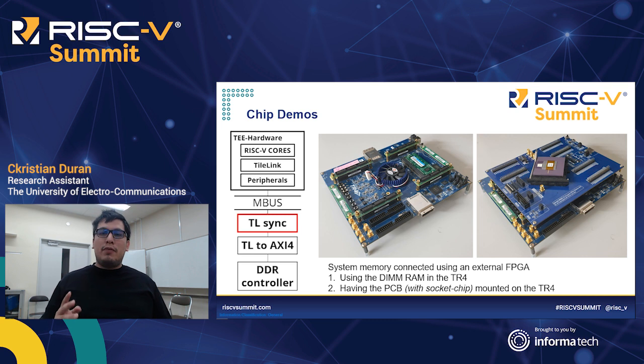Okay. So for the chip demos, actually we don't have any DDR5 included. We decided to export the TileLink bus and attach its connections to the TR4 FPGA, where we can use the Rocket Chip diplomatic conversions to XE4 and the PHY implementation of the Altera FPGA. With this, we can support a total external memory of 1 GB, which is perfect for Linux applications to run.